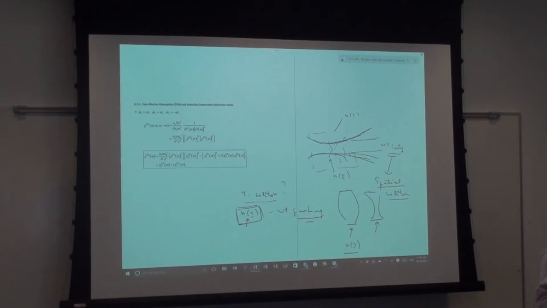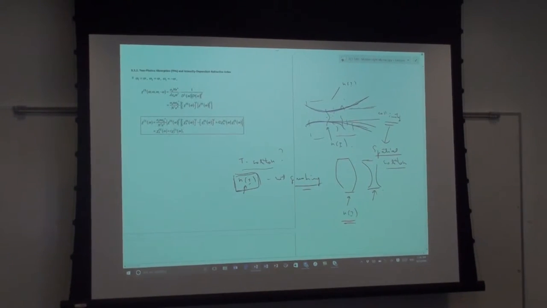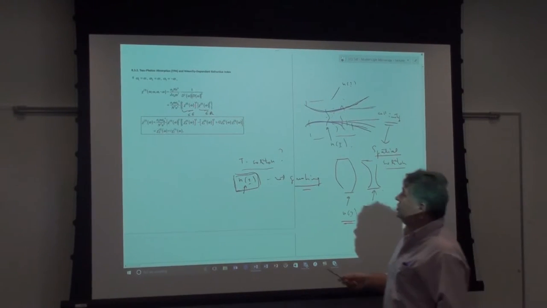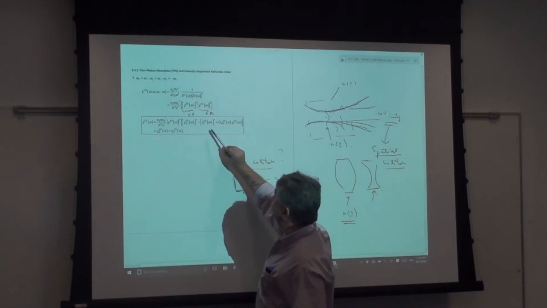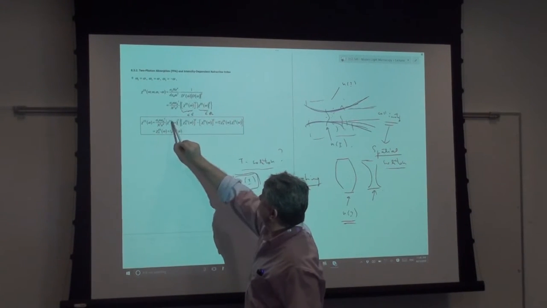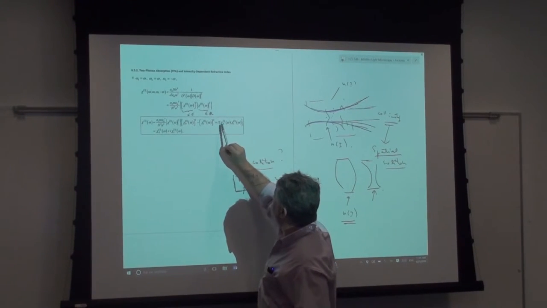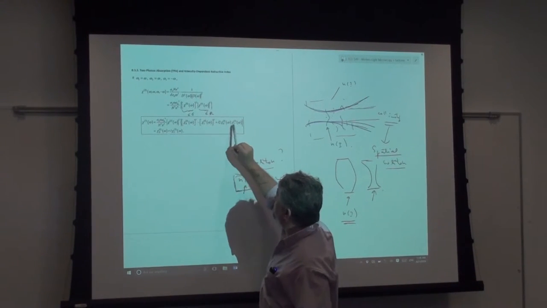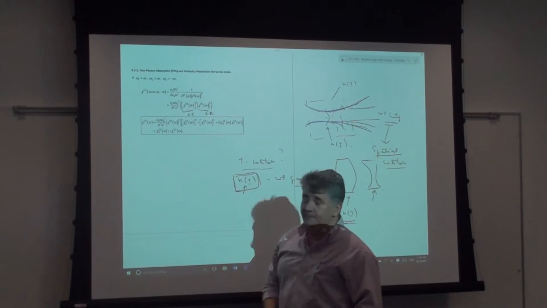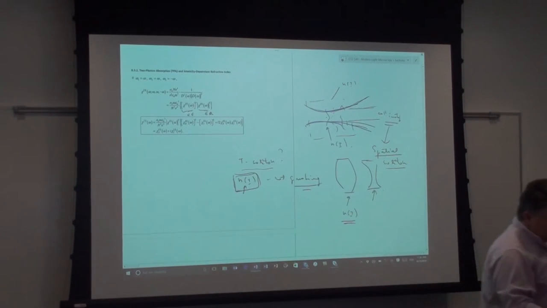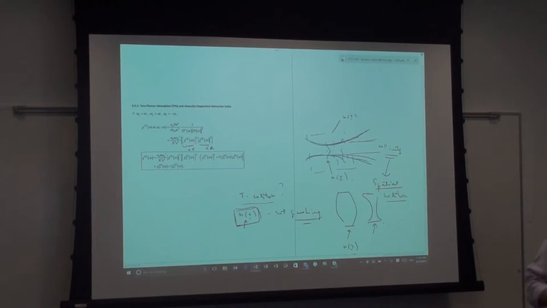What I'm trying to tell you is that this is real, but this is complex. So you can write it as, you can factor this in front, and then you have the real part of chi 1 squared and the imaginary part of chi 1 squared, just expanding that. So what do you get? You get the chi 3.